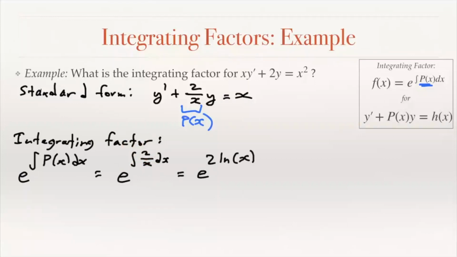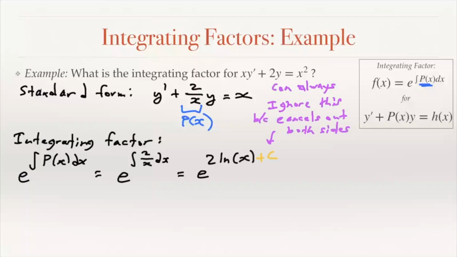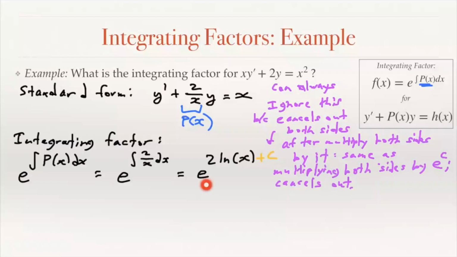Okay, and technically there is a plus c there because it's the integral, but we can always ignore this. That's because it will cancel out on both sides after we multiply both sides by the integrating factor. This is the same as e to the c once we use the exponentiation law. So it's like multiplying both sides by e to the c, it just cancels out. So we just don't even need to write it. So that's e to the power of 2 ln x.